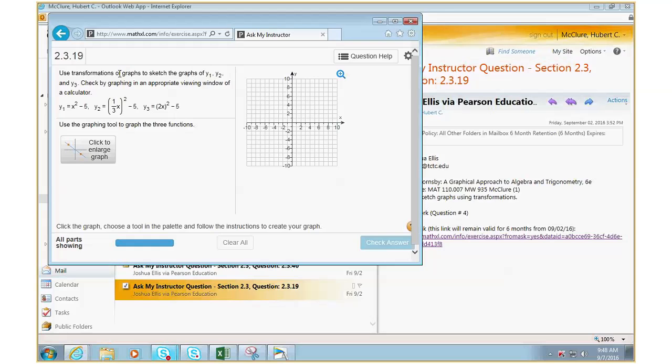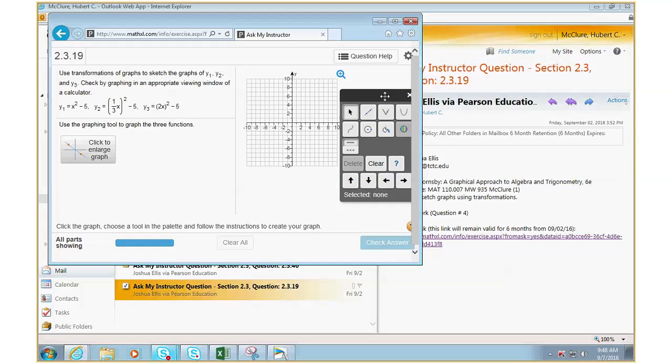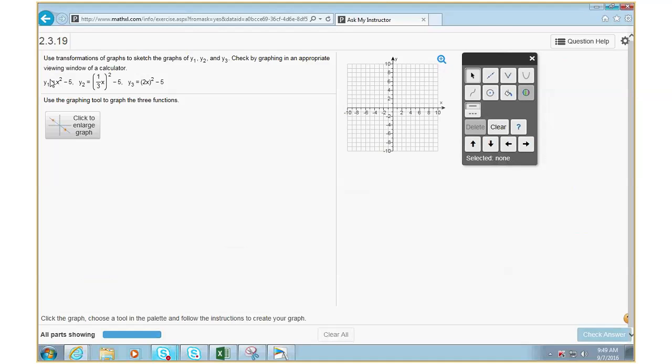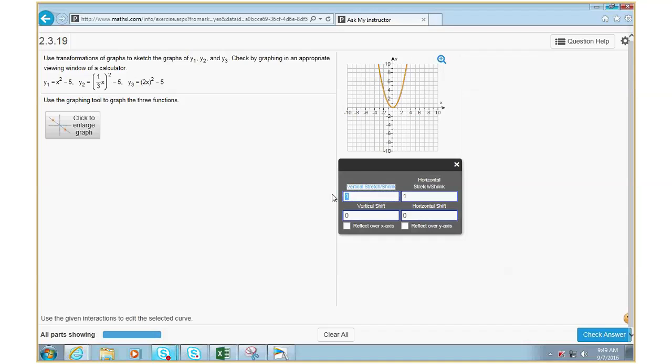All right, use transformations of graphs to sketch the graph of y sub 1, y sub 2, check by graphing, view window, calculator, whatever. There we go. X squared minus 5. So x squared is going to be a parabola. And x squared minus 5 means that you're going to go outside the square, so that means it's a vertical shift of negative 5. Okay, that's the basic. And the vertical shift is going to be negative 5.